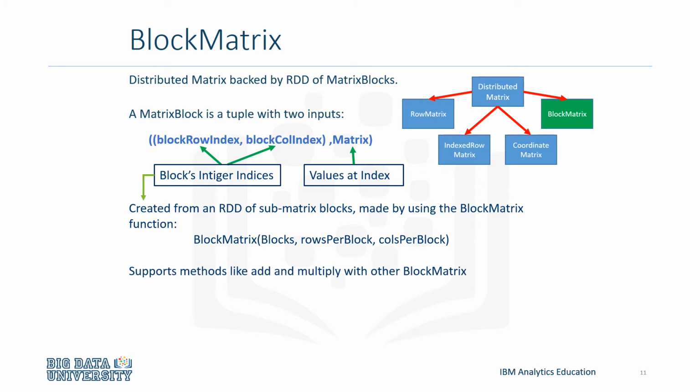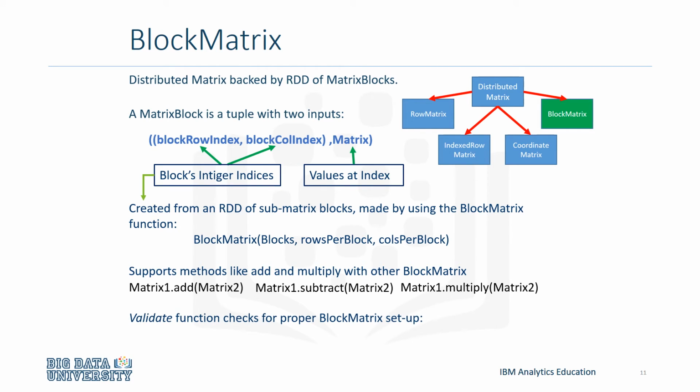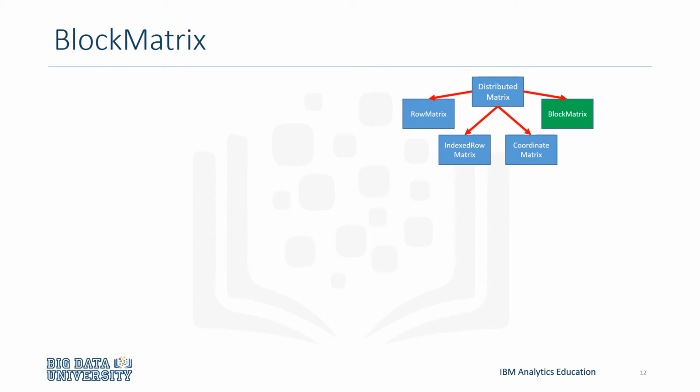A block matrix supports some mathematical operations such as add, subtract, and multiply. These operations can be called by using add, subtract, and multiply functions. Finally, the block matrix has a validate function which checks whether the block matrix has been set up correctly. It can be called using the validate function. The block matrix is the most complex of the 4 distributed matrices that we've encountered. Let's look at a visual representation of what we just discussed.